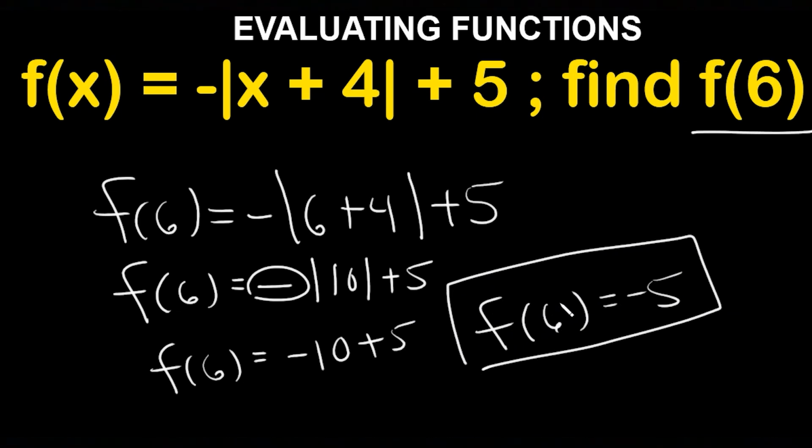So again, my input was a 6 and my output was a negative 5. So in other words, you could actually write this point as 6, comma, negative 5. Again, input right here, and here's my output right here. Okay? All right, let's try 2 more examples.